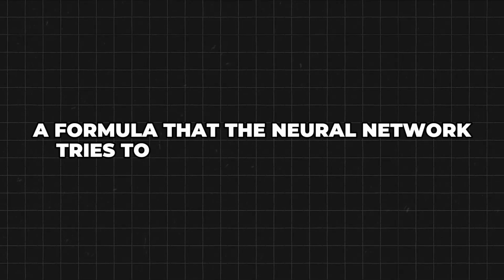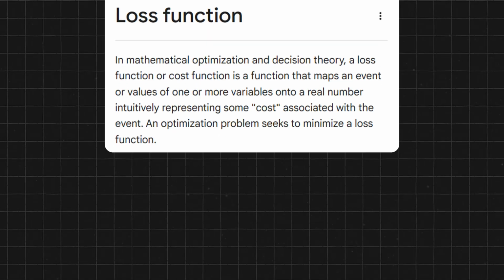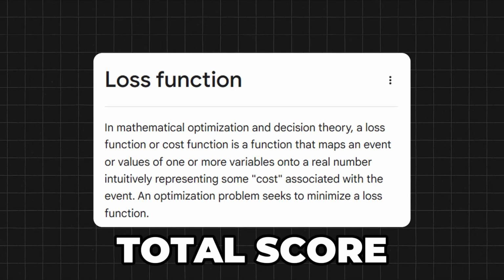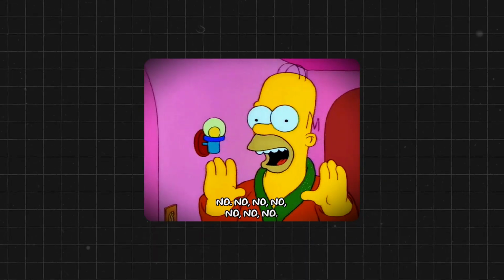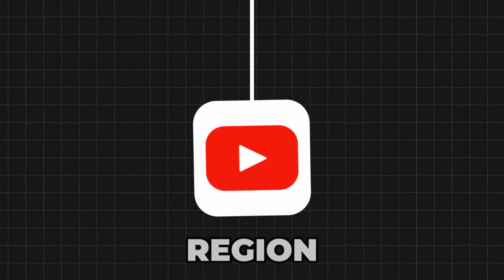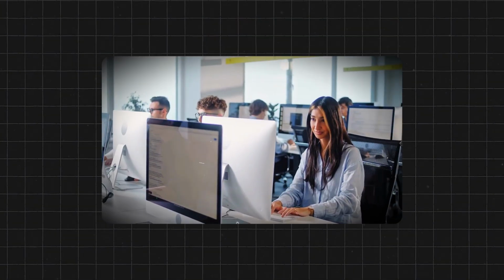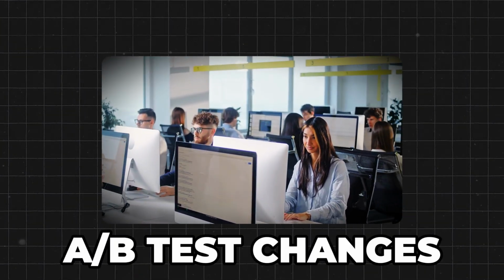All of this is funneled into a loss function, a formula that the neural network tries to minimize during training. It predicts the expected value of each action and assigns a total score to each candidate. But YouTube doesn't just train one universal model. It often tailors models by region, language, or device type. And behind the scenes, engineers constantly A/B test changes to these weights.